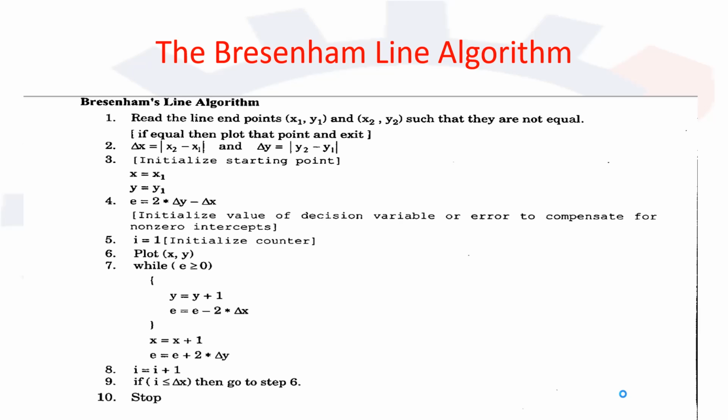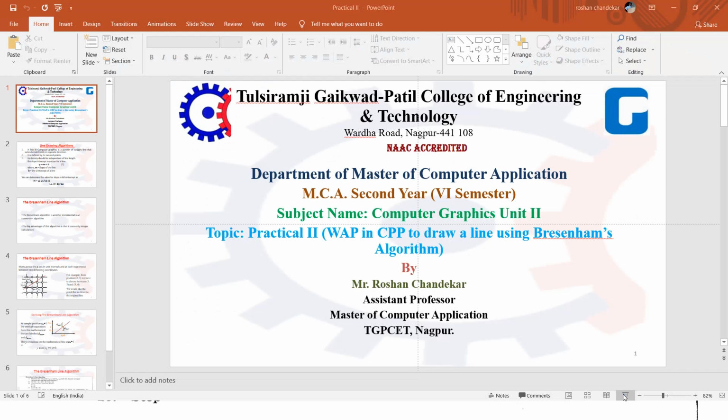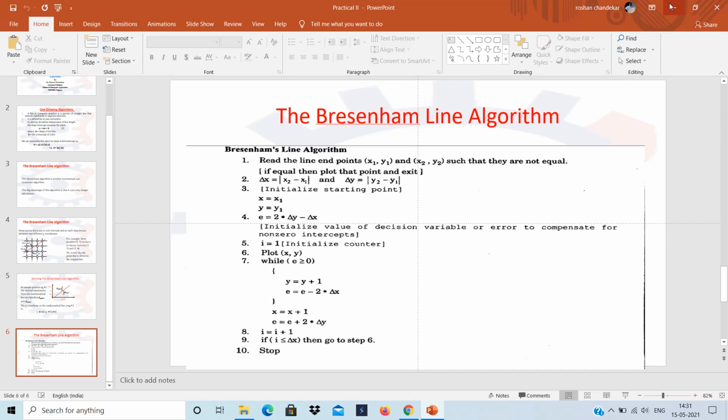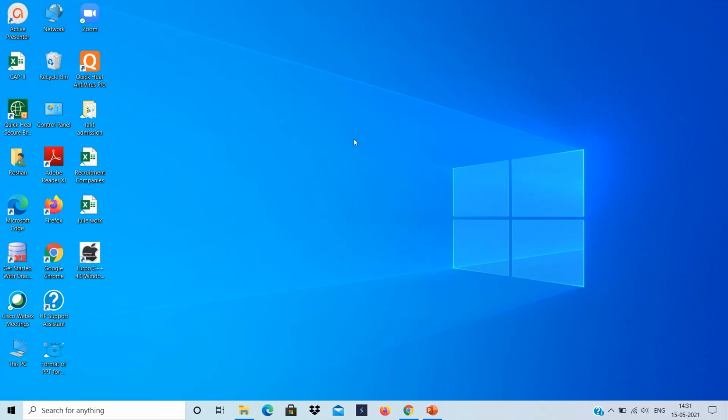If i is greater than or equal to delta x, and the condition fails, then we are going to stop here. So here is the Bresenham line generating algorithm. Now we will discuss the program for the line generating algorithm. For this, I am going to stop this presentation and move towards our practical software, C++. Let's start our C++ software.